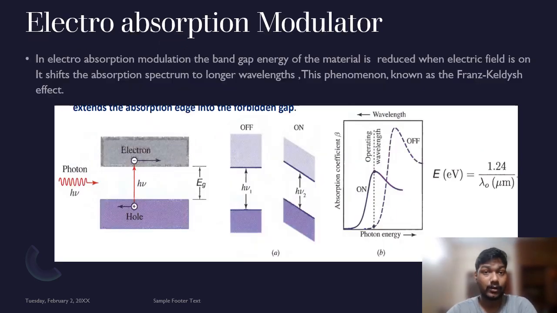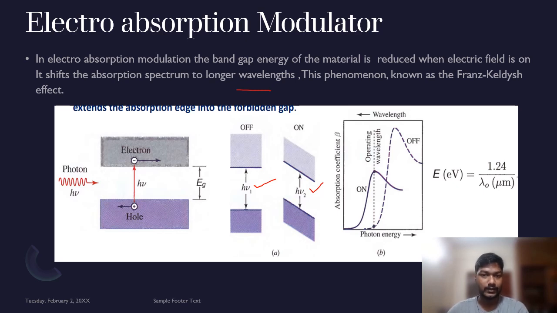The last modulator we should discuss is the electro-absorption modulator. In electro-absorption modulation, the band gap energy of the material is reduced when an electric field is on. This electric field affects the band gap. If the band gap is h nu 1, it shrinks to h nu 2. So it shifts the absorption spectrum towards longer wavelengths. This phenomenon is also known as the Franz-Keldysh effect.